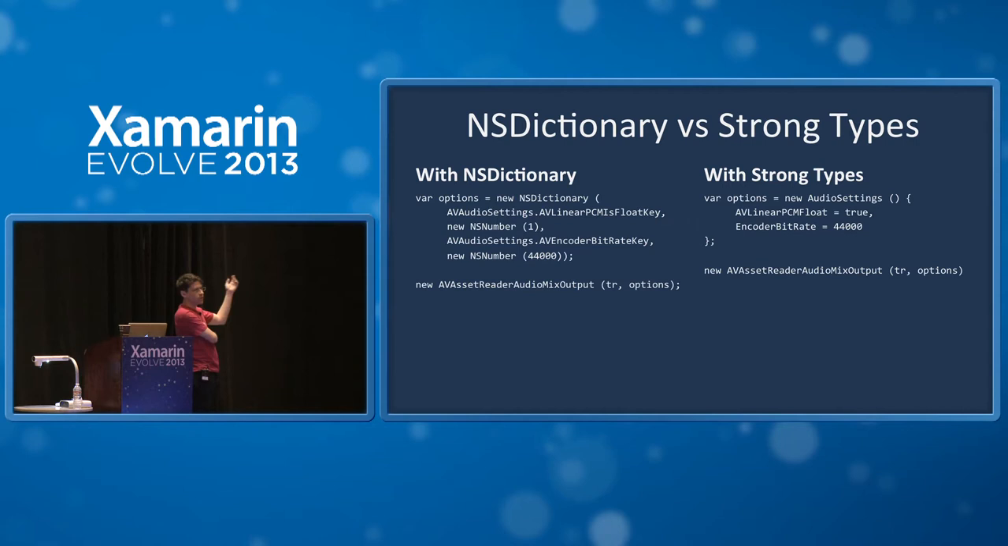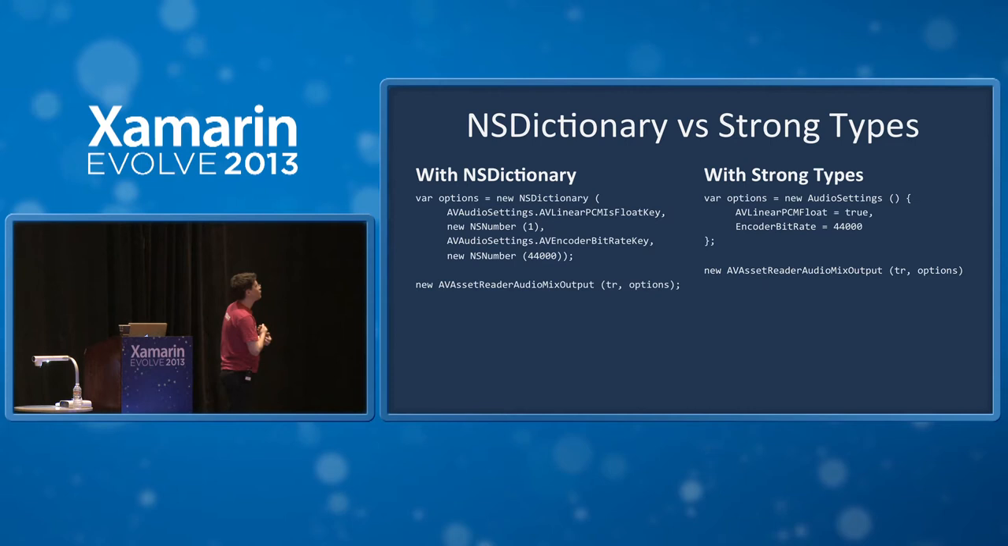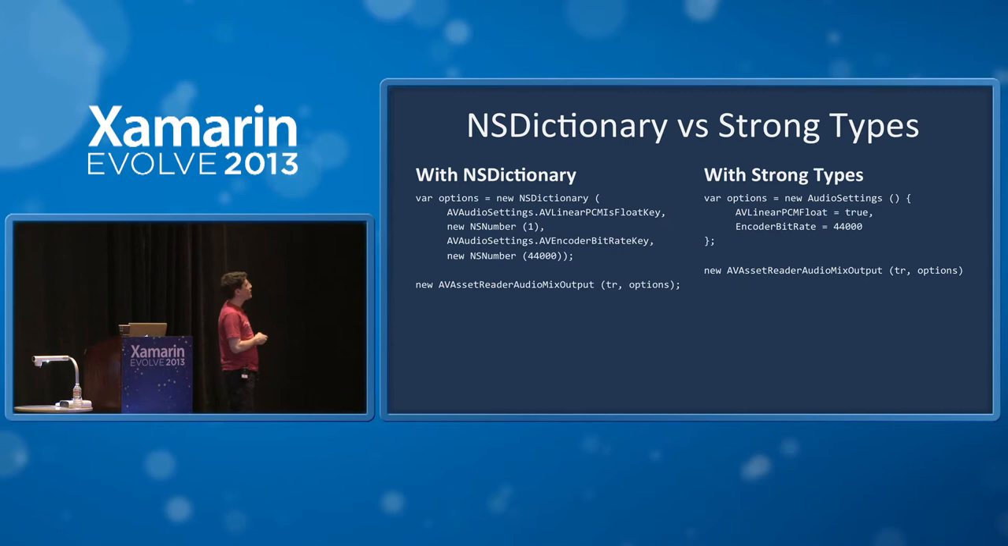With strong types, on the other hand, what we created is a class called audio settings, right? And we made our AV asset reader audio mix output, they can take an NS dictionary, or it can take the strong type version. So we want to prefer the strong type version. And this class that we're going to generate allows you to type indirectly the values that you want.